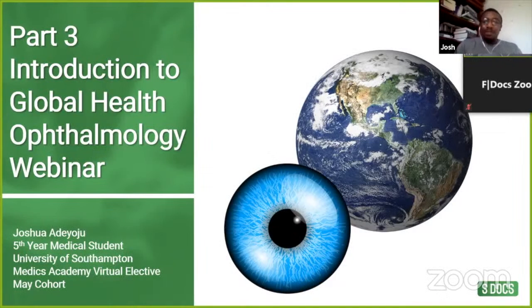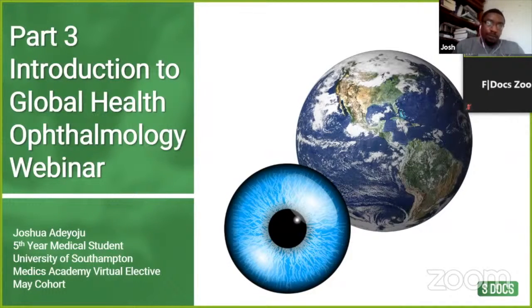Hi guys, my name is Josh. I'm a final year medical student at the University of Southampton. This is part 3 of my series, an introduction to global health ophthalmology. I did this series as part of the Medics Academy virtual elective. I did the virtual elective in May, and this has been the culmination of all the work that I've done, and also the program I've done to help me with it.